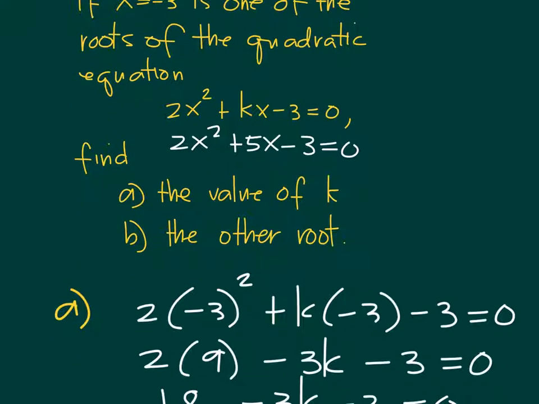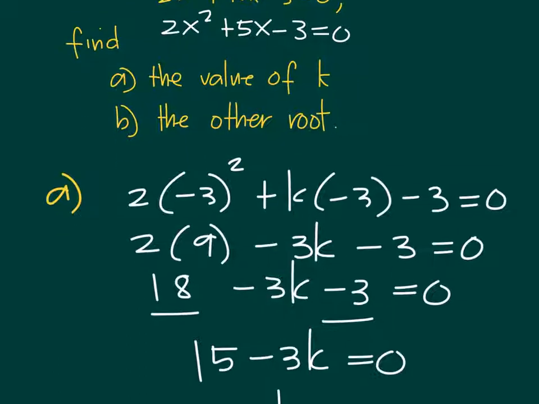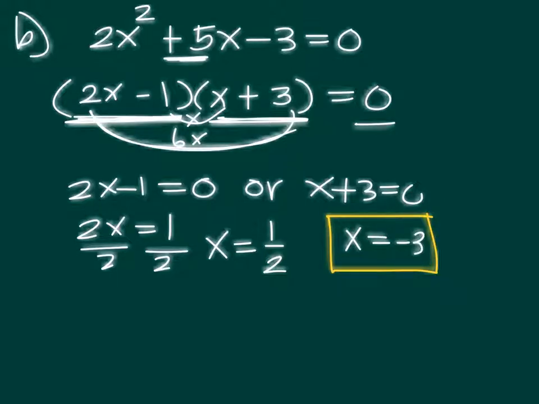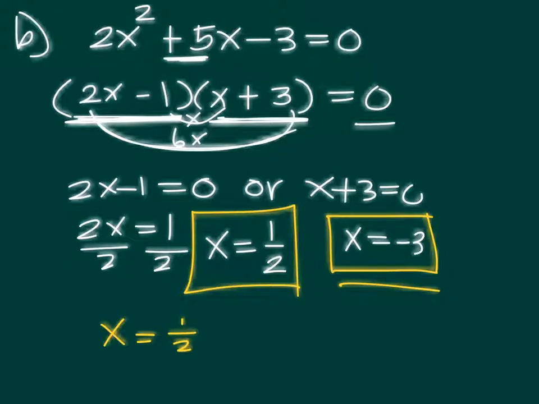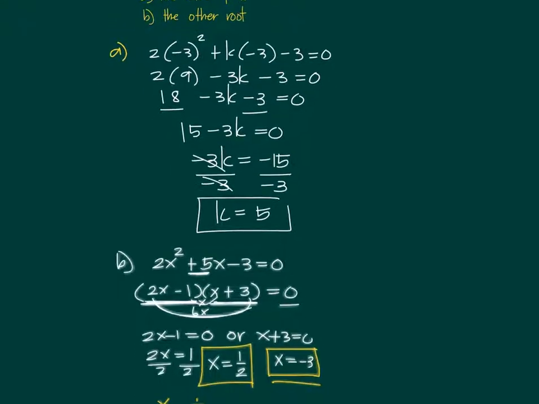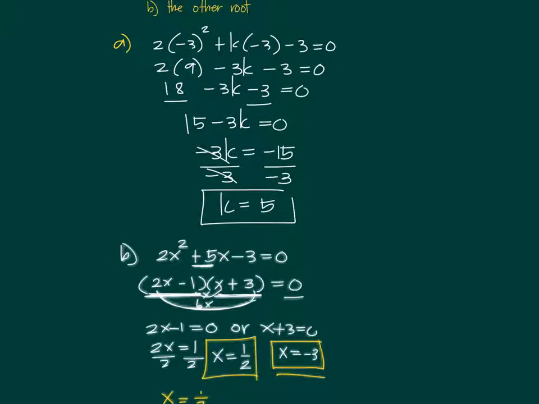So to answer the question, find the value for the other root. X equals negative 3 is already one of the roots, so this must be the other root. So x equals 1/2 is the other root. Okay, so that solves this problem. First we look for the value of k, and then after that we were able to create the exact equation because k is already known, and that is 5. And to find the other root, all we have to do is to solve the equation.